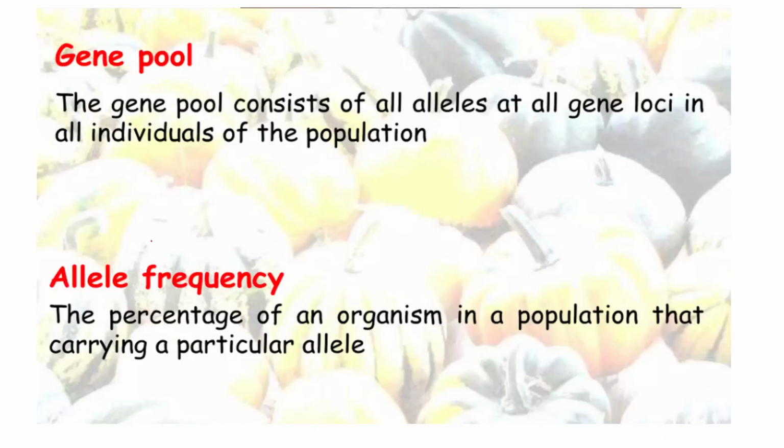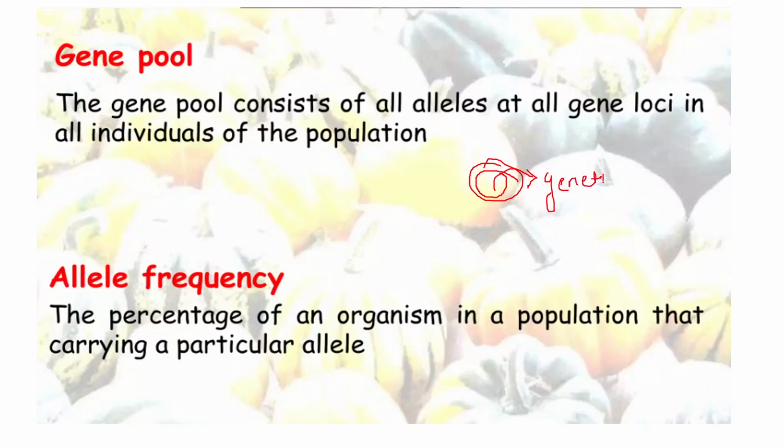Then what is a gene pool? A gene pool is the complete set of genetic information present in all the alleles at all the genetic loci of all the individuals of a population. Suppose this is a complete population, then all the genetic information present in all the individuals of that particular population is called the gene pool of that population.